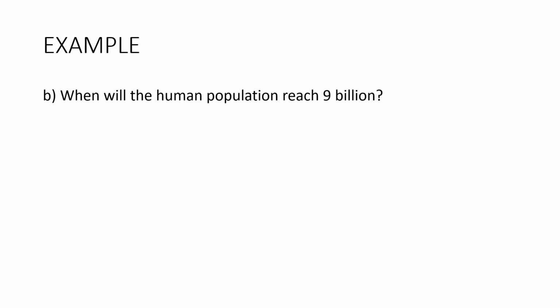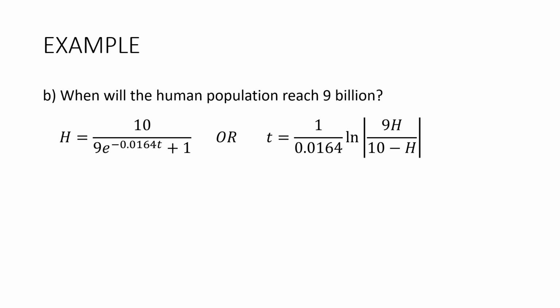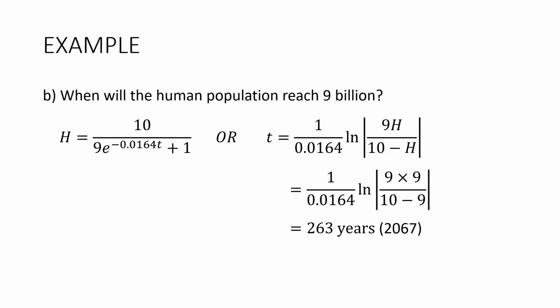Part B, when will the human population reach 9 billion? Now we could use that formula that we just derived where H is the subject, but because we're wanting to work out time, we could use the formula that we worked out partway through, and it's much easier because we can just put 9 in here. And that's going to give us 263 years after 1804, or in other words, 2067.